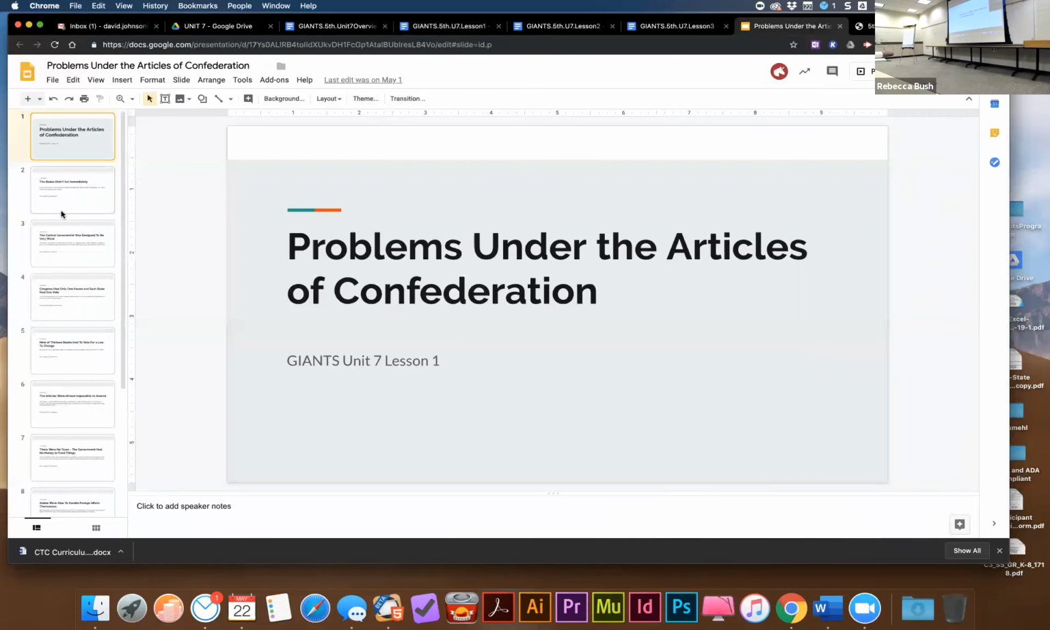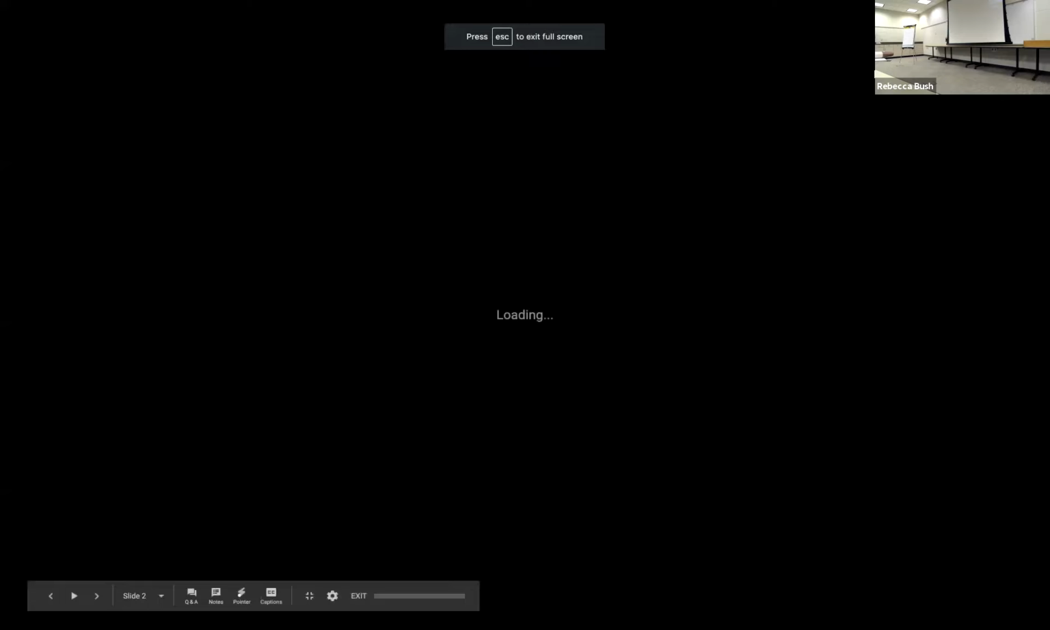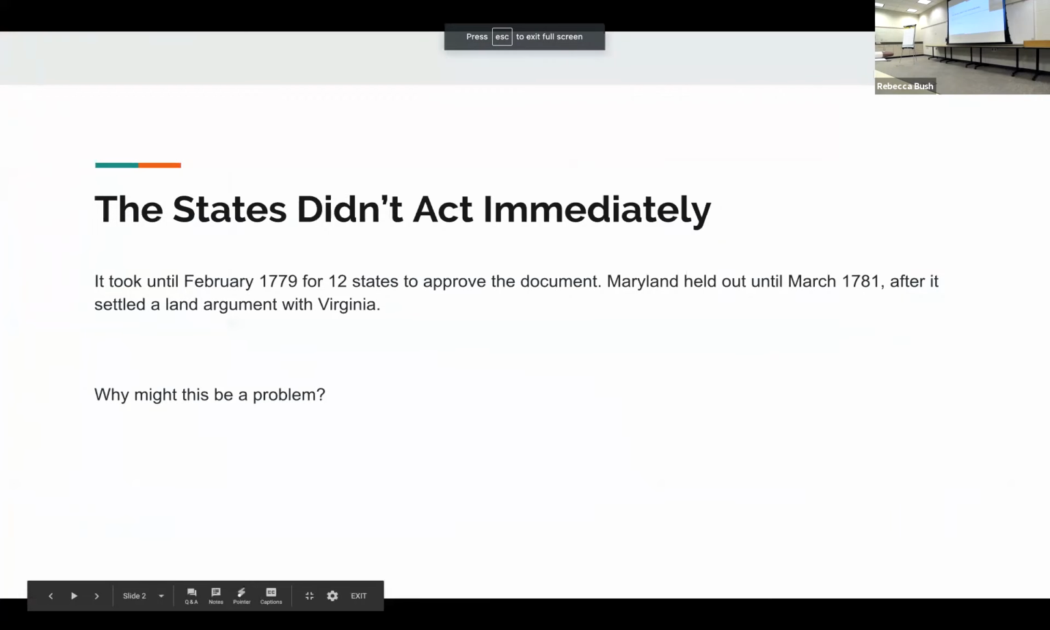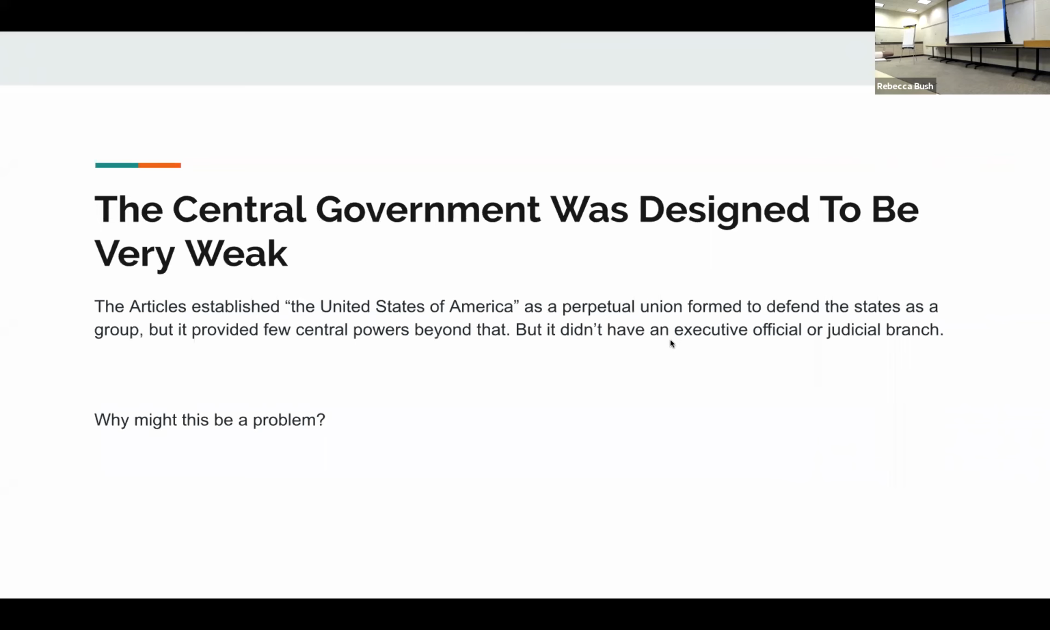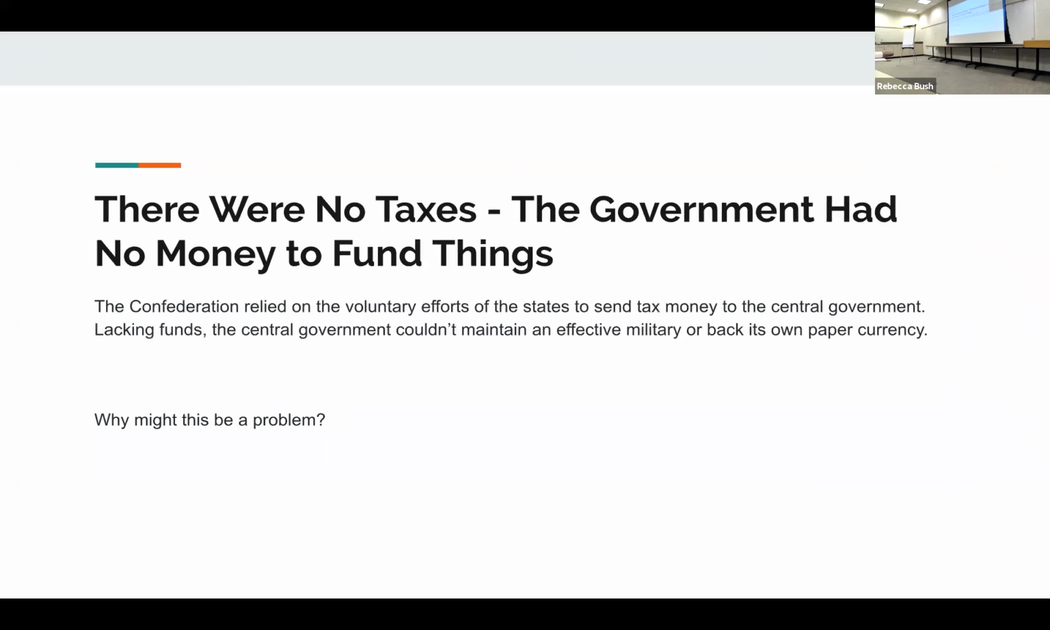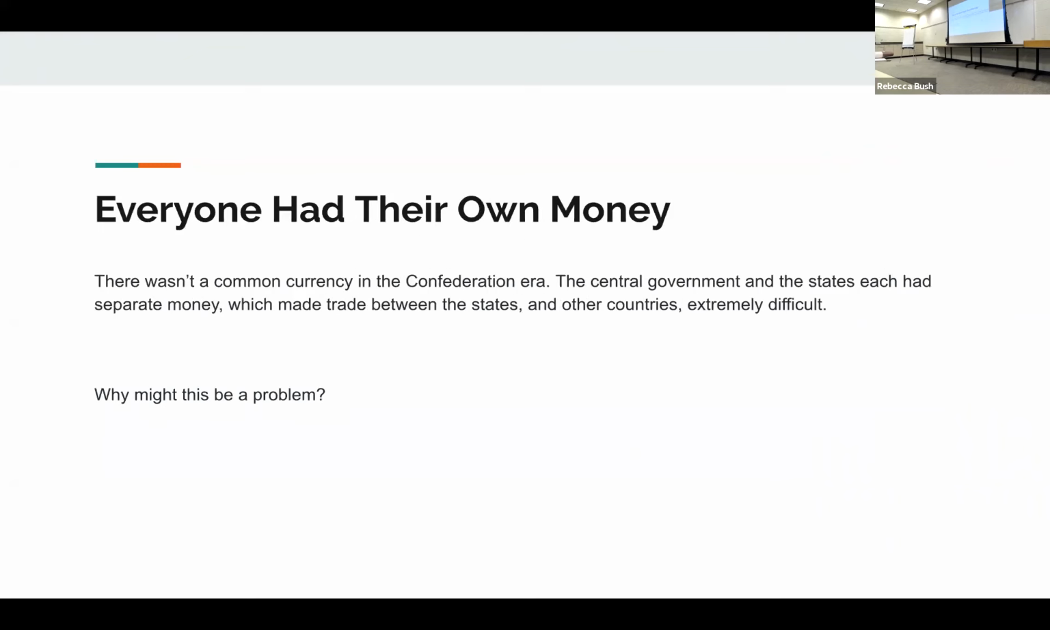And what I did with this was, it's a simple one-liner. So, like, the states didn't act immediately on things, and I gave an example of that. And then you're going to constantly ask, so why might that be a problem? And get kids to identify some reasons why Maryland holding out might be an issue. And then it goes through, and I've tried to make this go in ascending order from, oh, that's a tiny problem, to holy crap, that's a really bad idea, as you work through it. But each time it's, again, okay, why is this a problem? Why is this a problem?